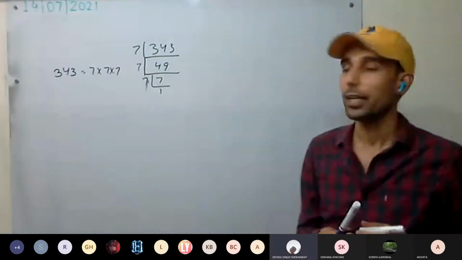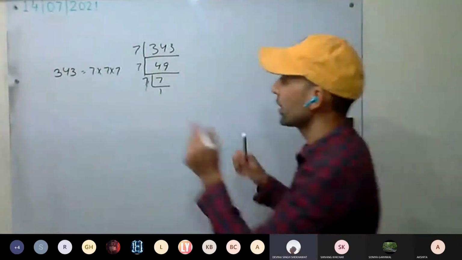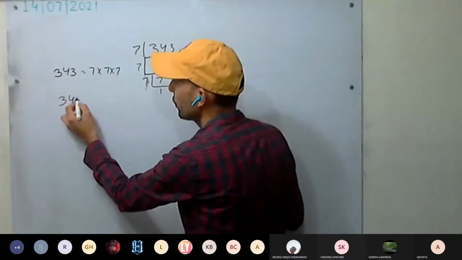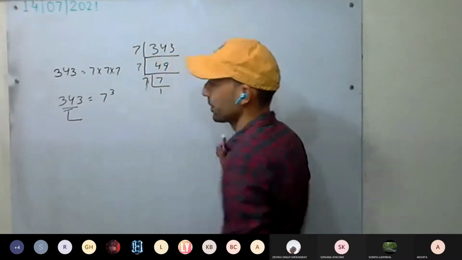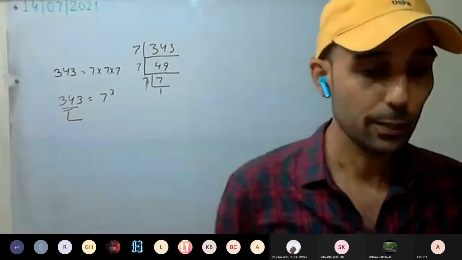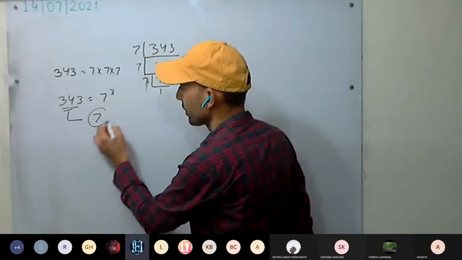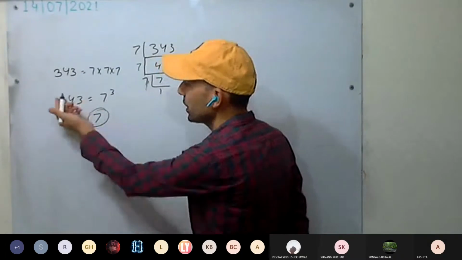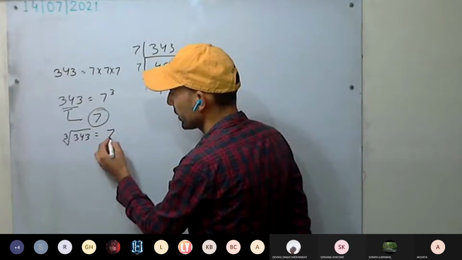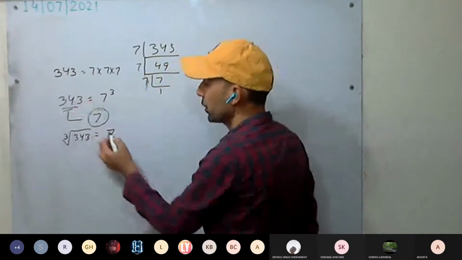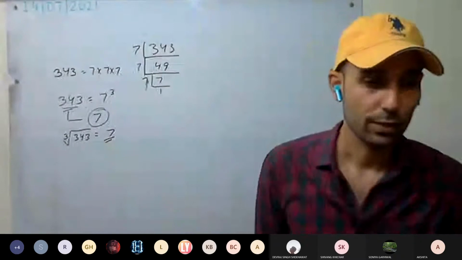Okay. It means, is it a perfect cube? Yes, sir. So we can write it like this: 343 equals 7 cube. So whose perfect cube is it? 7. Okay. It means we are taking the cube root of 343. It is how much? 7. It's a perfect cube. And whose cube? 7's cube. Okay.